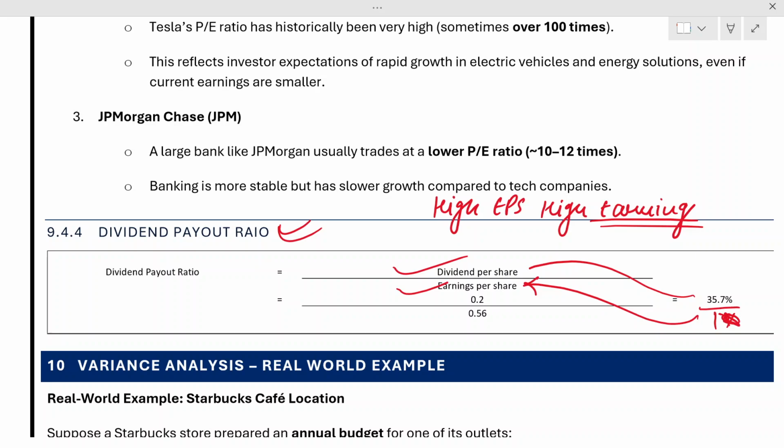Or if the companies also don't have many reinvestment opportunities, then they think that okay, we have much cash in terms of higher earnings, so let's pay it to our stakeholders. So this is the dividend payout ratio.